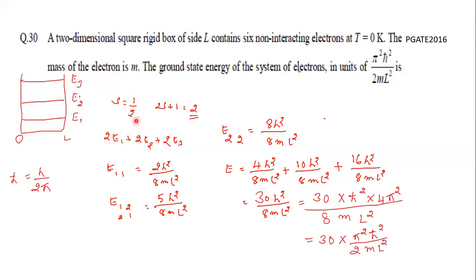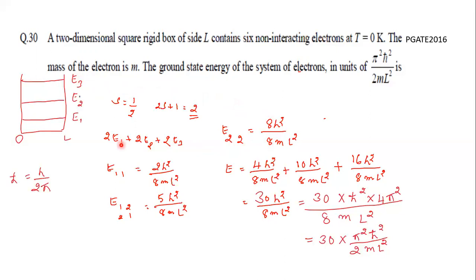So the energy of the next level for a 2D box, E12 or E21, will become 5 h square by 8 m L square. The energy of the following state is described by the quantum numbers E22, which would be 2 square plus 2 square, making it 8 h square by 8 m L square.